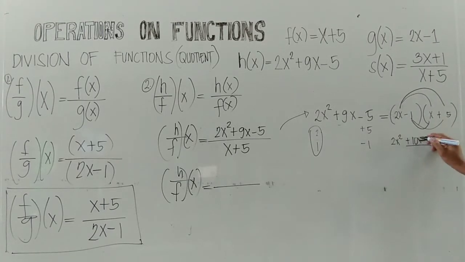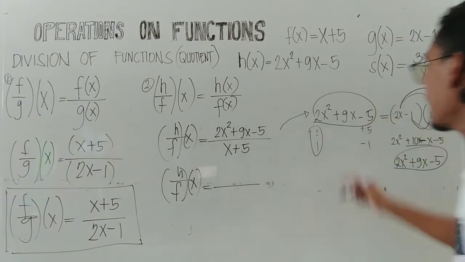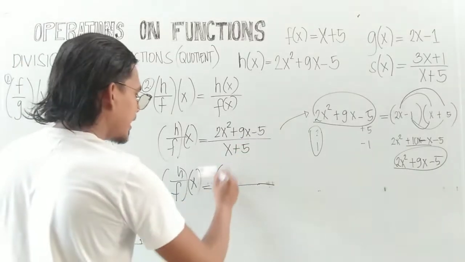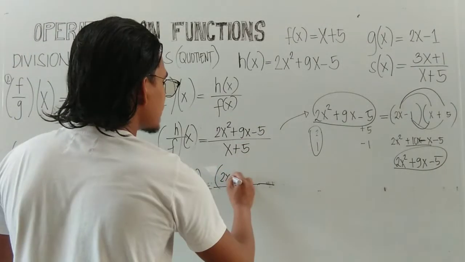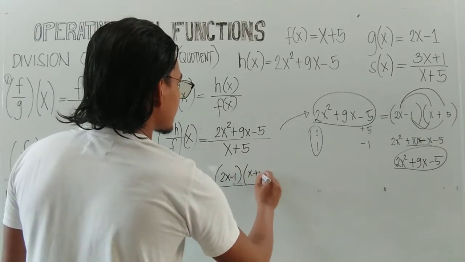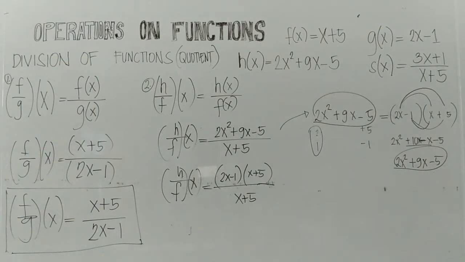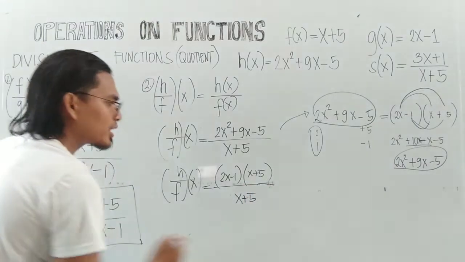So adding like terms, we have 10x in here. So 2x times 5, this one is 10x. So we have 2x squared plus 9x, since 10 minus 1 is 9, and minus 5. So we get back to 2x squared plus 9x minus 5. So we will write 2x squared plus 9x minus 5 in factored form. So we have 2x minus 1 times x plus 5, over x plus 5. Then we will divide the common factors. So if you can see, the common factor is x plus 5. So dividing x plus 5 by x plus 5, in here we get 1.